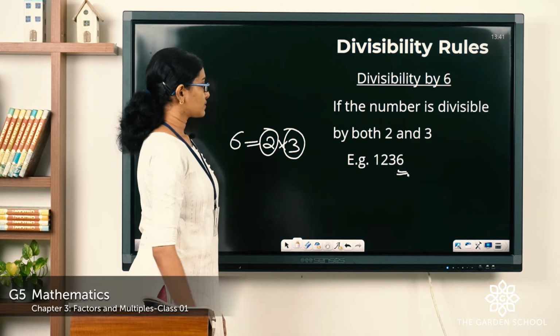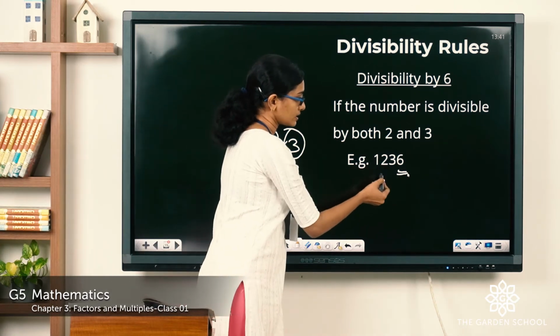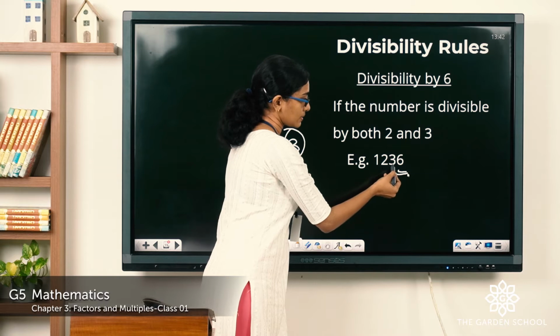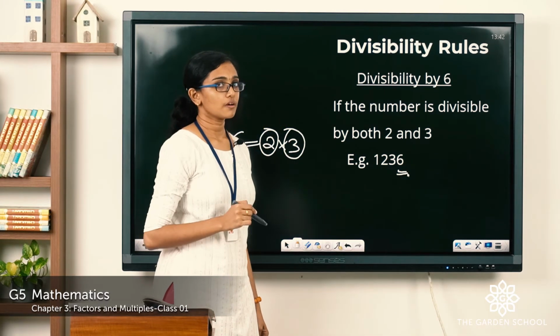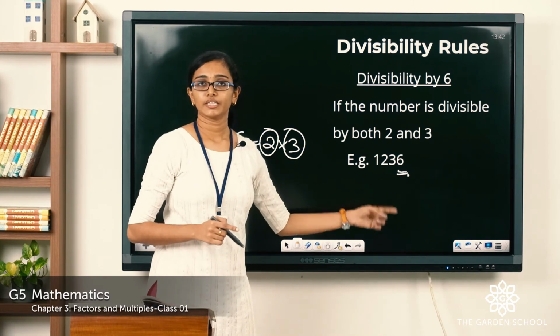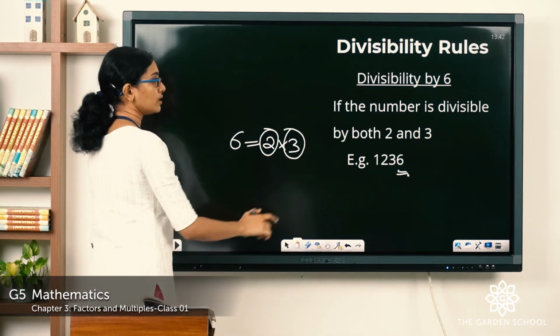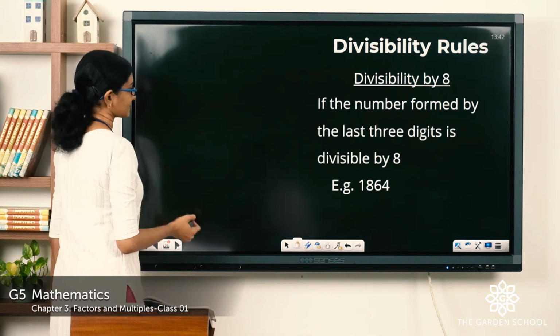Now, what about the divisibility by 3? Let's take the sum of the digits. 1 plus 2, 3. 3 plus 3, 6. 6 plus 6, 12. So, 12 is a multiple of 3. So, it will be divisible by 3 as well. So, the number will be divisible by 6.